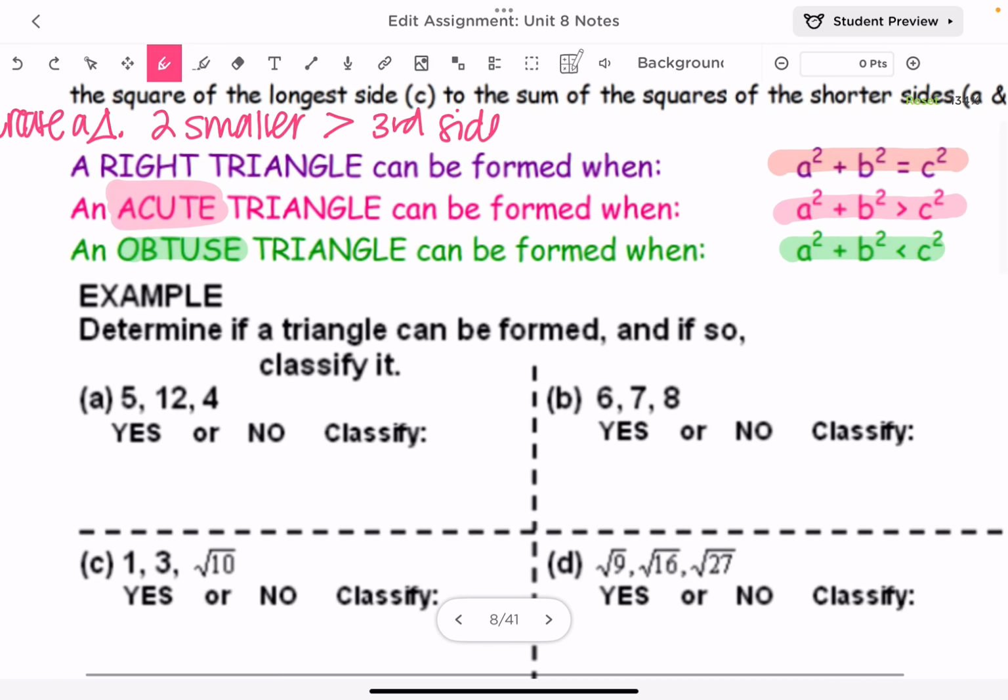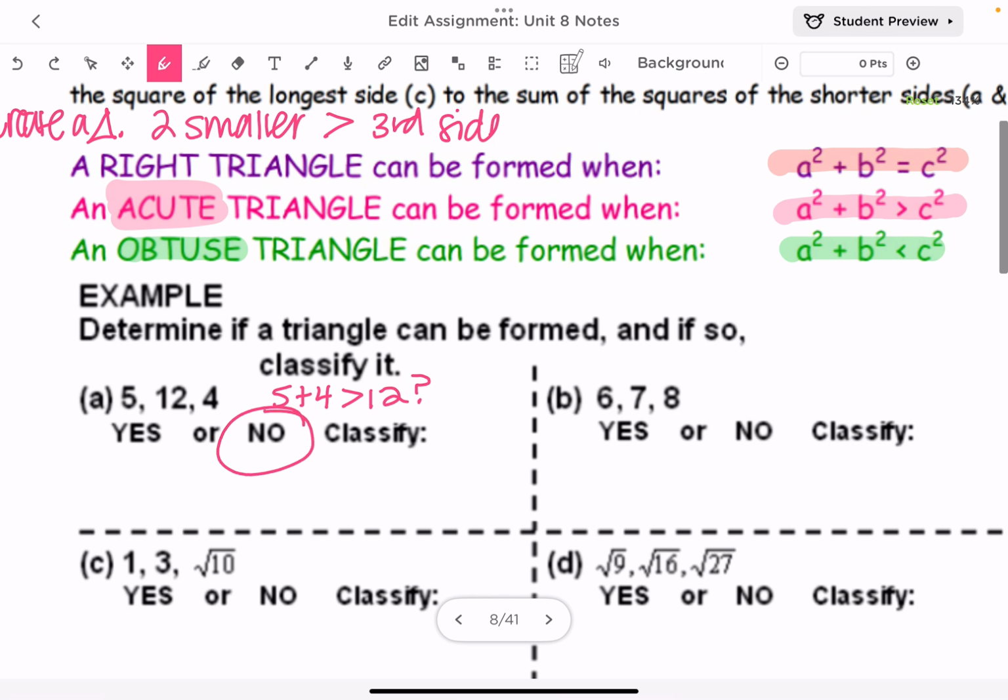Okay, so we're going to do these 4 down here. We first have to decide if it can even make a triangle. So on the first one, is 5 plus 4 greater than 12? I have to answer that question first. Is 5 plus 4 greater than 12? No, it's not even a triangle. So we don't need to check what kind of a triangle it is because it's not a triangle. So we can't classify it.